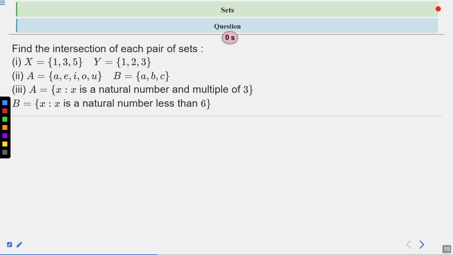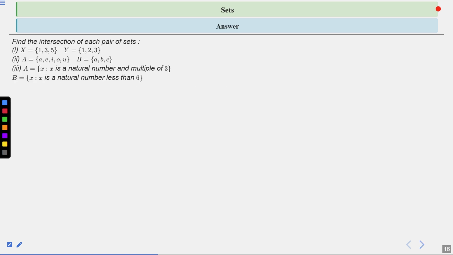I hope you all have tried. Now, solution. Before going to the solution, let me recall the definition for the intersection. Can anybody recall the definition? Please do comment. Very simple. Intersection definition. In intersection, what type of elements do we have to collect? We have to collect common elements. Good. We have to collect common elements which are present in the given sets. Here we are given two sets, so we have to collect common elements from the two sets.